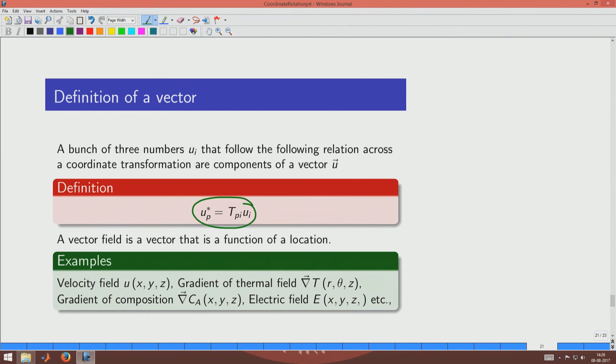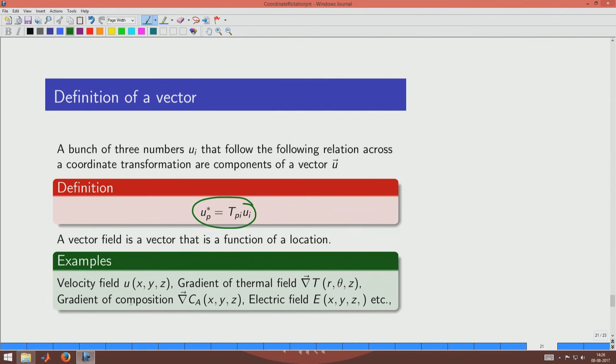There are some quantities which are known to be vectors, so we can go ahead and prove whether they are vectors or not according to this relationship. We will be doing that in a later session. And are there any quantities that we already know to be vectors? We have, for example, velocity.